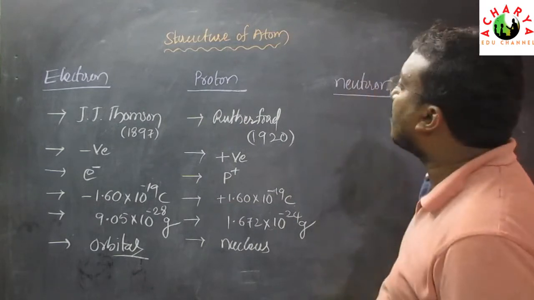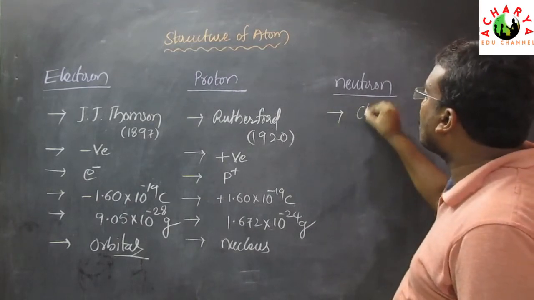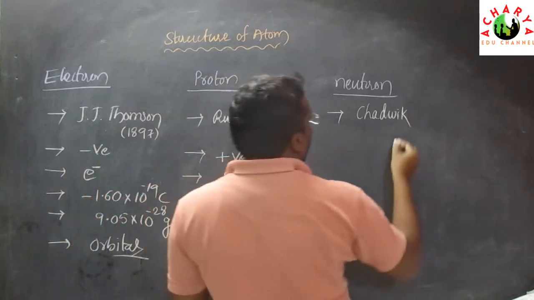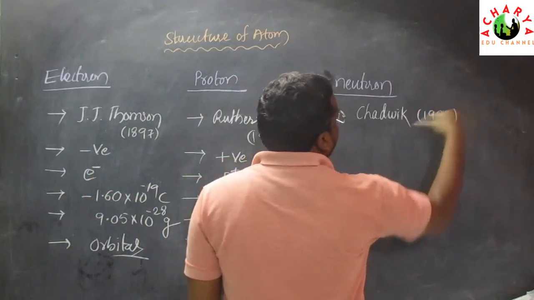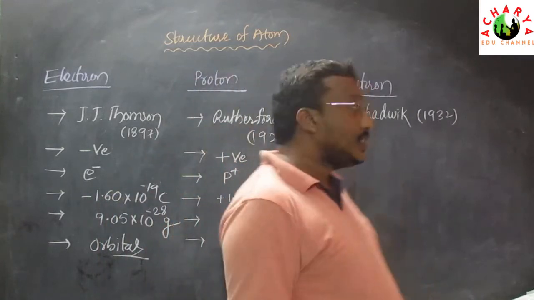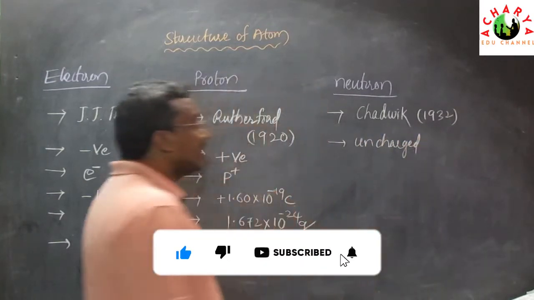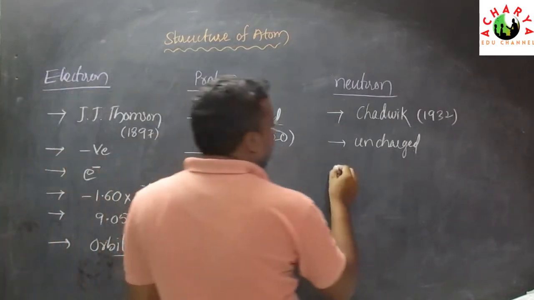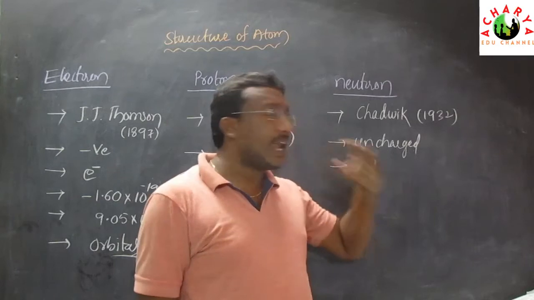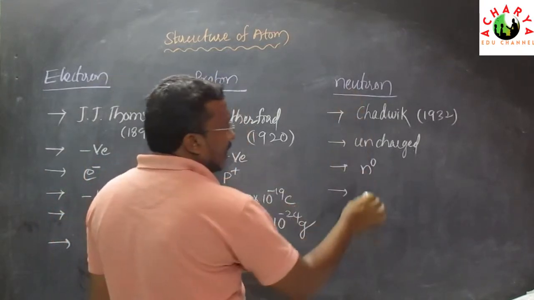Next, one more subatomic particle, called the neutron. It was discovered by James Chadwick in the year 1932. It has no charge, so the neutron is an uncharged particle. It is designated as N naught, where N stands for neutron and the naught shows that it has no charge. So we take the charge on a neutron as 0.